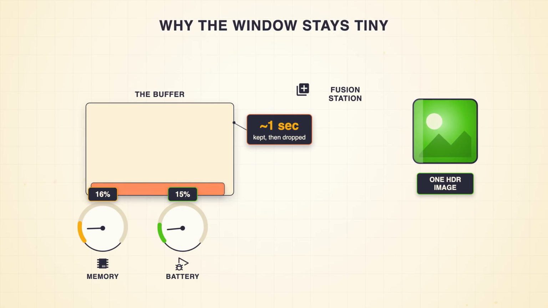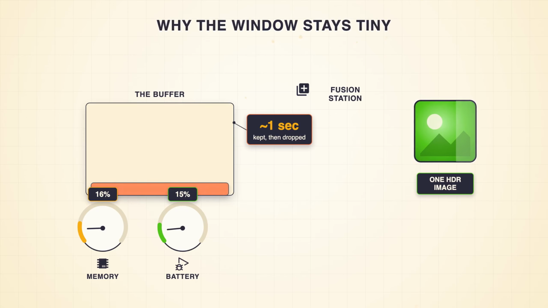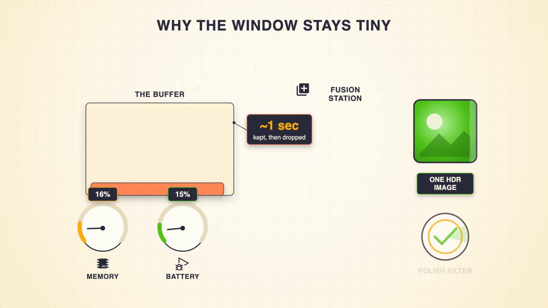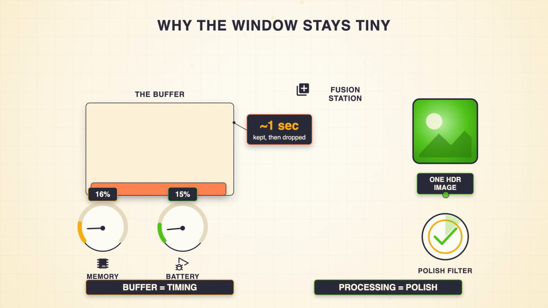There is a trade-off worth naming. The frames streaming for preview are lighter, lower-quality versions, tuned for speed, not for a print. So once the phone has chosen your frame, it often does heavier processing on that one afterward, cleaning it up to full quality. The buffer wins you the timing. The processing wins you the polish.